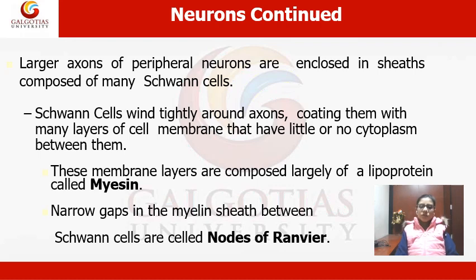We can see larger axons of peripheral neurons are enclosed in a sheath composed of many Schwann cells. Schwann cells wind tightly around axons, coating them with many layers of cell membrane that have little or no cytoplasm between them. These membrane layers are composed of a large lipoprotein known as myelin. The narrow gap in the myelin sheath between Schwann cells is called the nodes of Ranvier. If you see the diagram of a neuron, there is an axon with a covering of myelin sheath. There will be a gap along the axon, and that particular gap is known as the nodes of Ranvier.